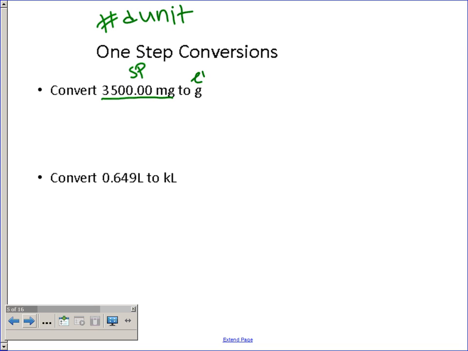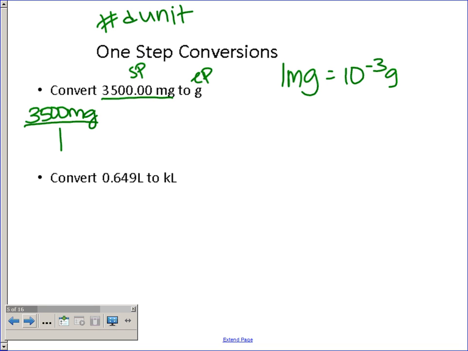Starting point, ending point. Now, what's the relationship between milligrams and grams? Well, 1 milligram is equal to 10 to the third grams. So when I go to set my problem up, I take my starting point directly out of the problem, 3,500 milligrams, and I put it over 1. I always put it over 1. 1's just a placeholder. Okay, then I can use my equivalence measure to convert between milligrams and grams.